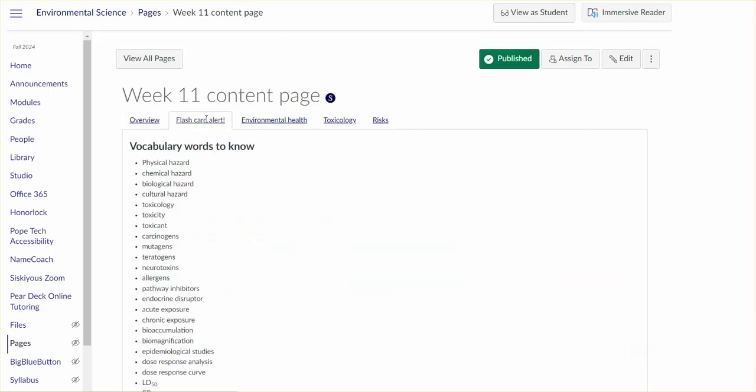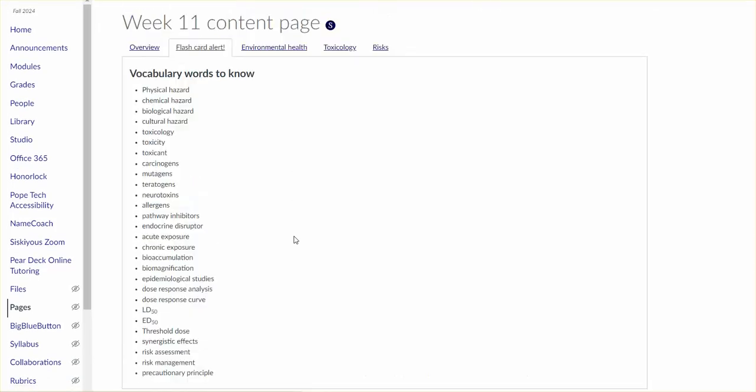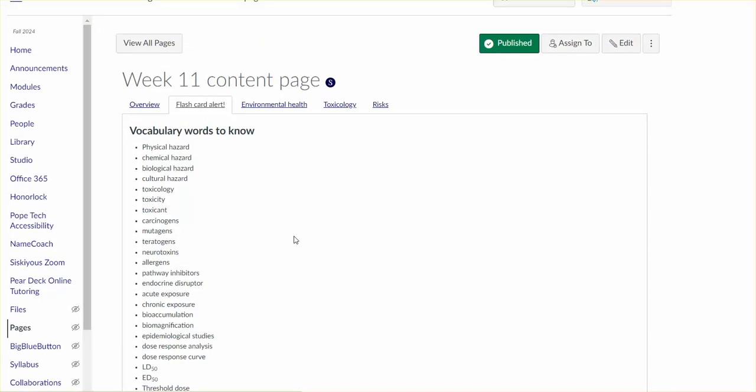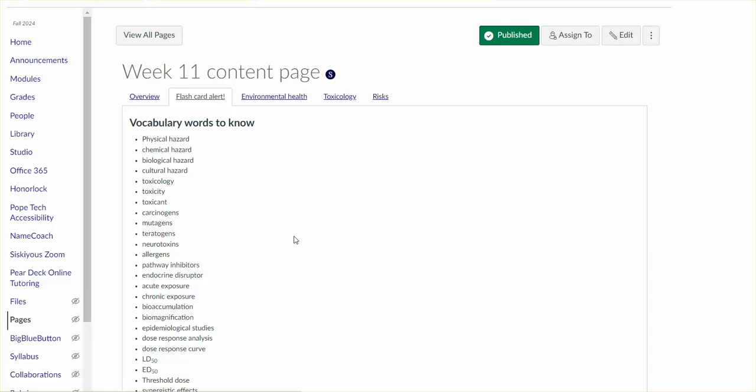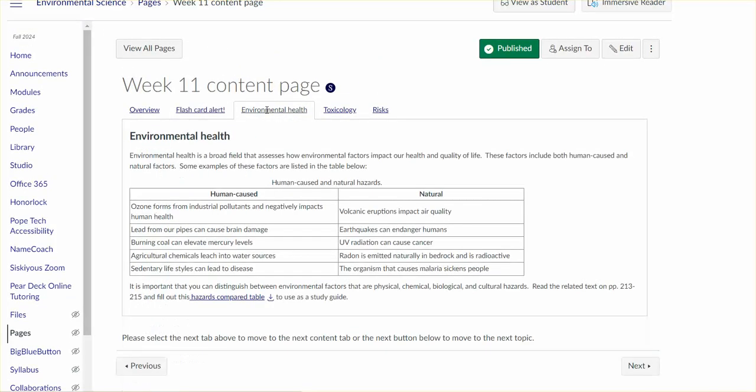We also have some flashcards or some terms that I want you to know, and I highly recommend that you make flashcards of some of these terms that you're not familiar with. And then finally, there are some tools to help you dive into the material in chapter 10.